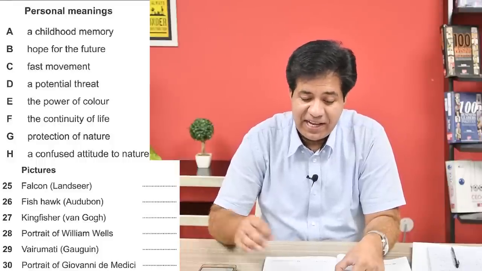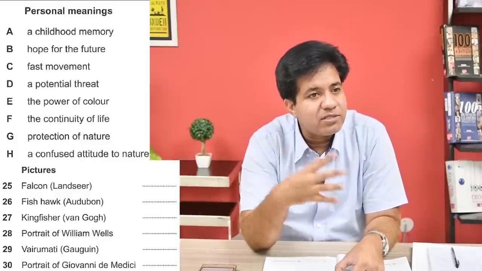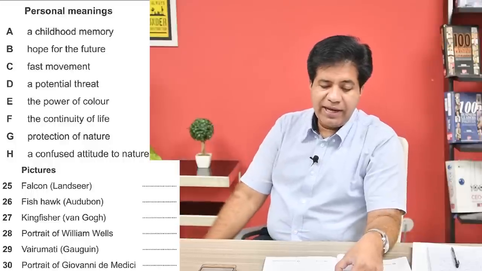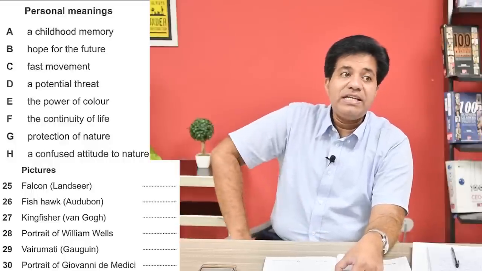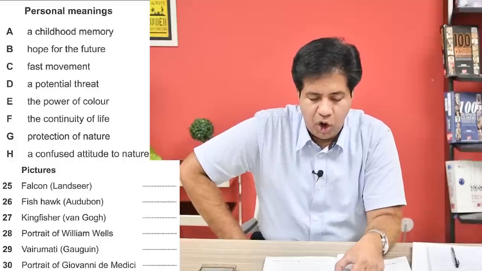Exactly, possible danger and potential threat. All IELTS is all about synonyms. See that? This is how they play. Okay, let's go on. So the right answer for 25 is D for doctor. Well done. Question number 26, fish hawk.